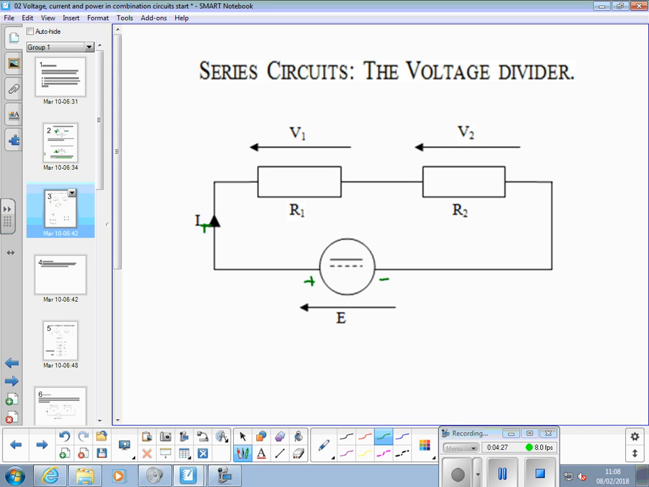For the current, we must remember it leaves this terminal, may take different ways along the way, but eventually it must all meet up again somewhere. It all comes back to that terminal. We end up with 2 volt drops. These go, as you notice, against the direction of current flowing left to right. Voltage arrows go right to left.